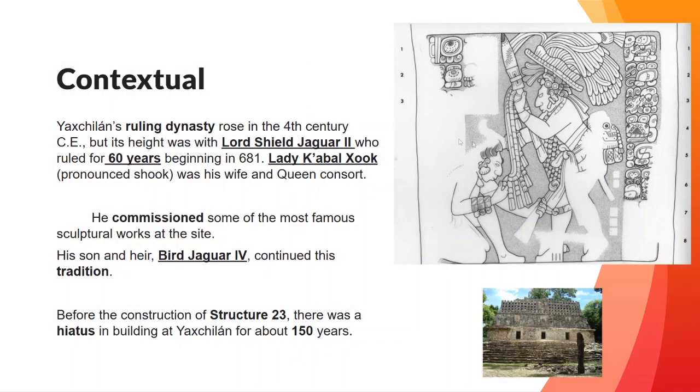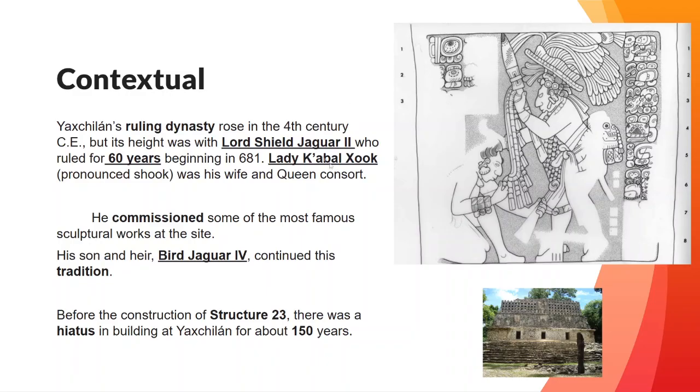When we are looking at Yaxchilán, we are looking at the ruling dynasty. This is about the 4th century CE, so prior to the fall of the Roman Empire over in Europe. But the height of Yaxchilán is under Lord Shield Jaguar II. He rules for 60 years. That is insane. Doing anything for 60 years sounds very exhausting. So good for him. And he starts in about 681. That's late antiquity, probably early medieval honestly, about where we're at. So looped fibulae, think of that time zone.